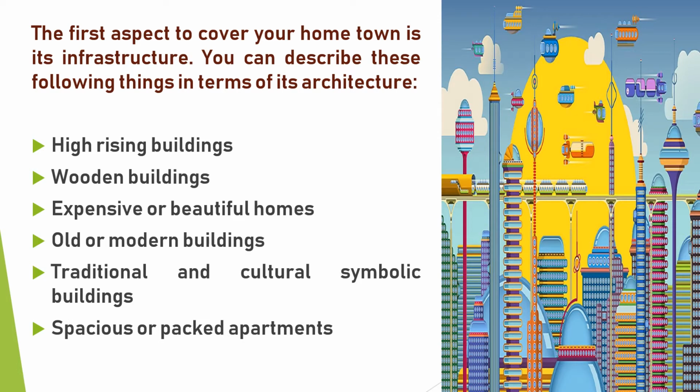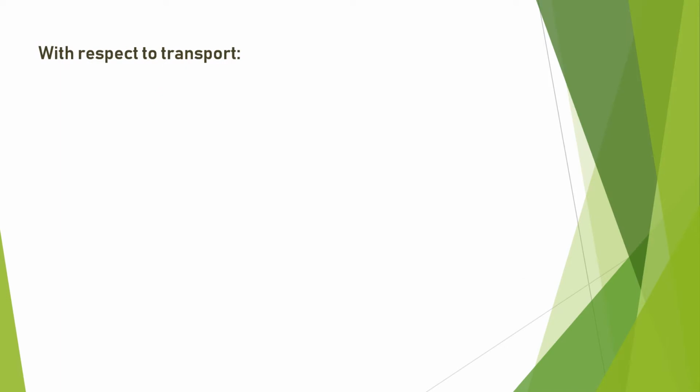Spacious or packed apartments. For certain cities, this will cover that you can say a large village or a small village, or a large town or a small town. So when you're talking about that, you can explain this. As my village is a small area, the houses are packed, that means it is very small. Or you can say as it is a large city, the houses are very spacious, or it is packed. So the size will be covered when you say this. So these are a few points you need to talk about infrastructure.